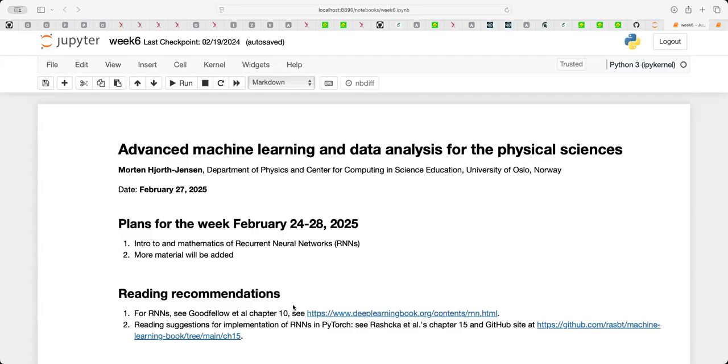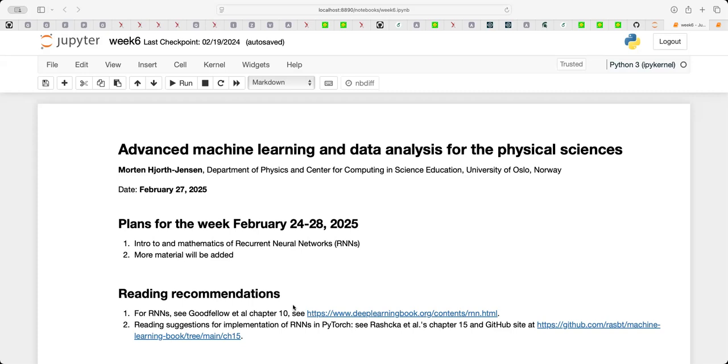So welcome back to this session on a new topic, which now is going to deal with recurrent neural networks. Last week we went through CNNs and how to write our own codes using PyTorch and TensorFlow, which are standard libraries, and many of you will most likely use one of these two libraries.